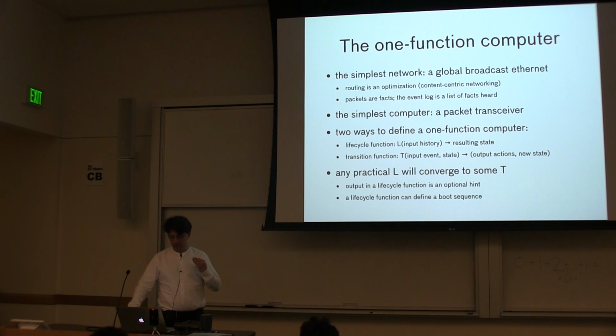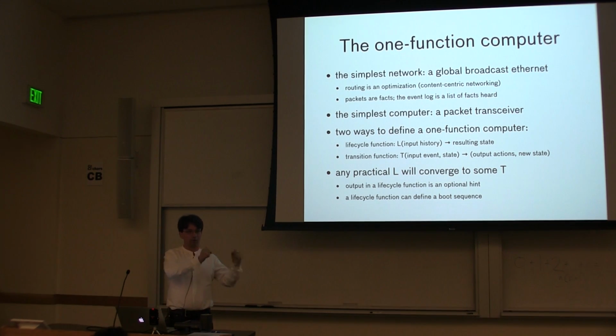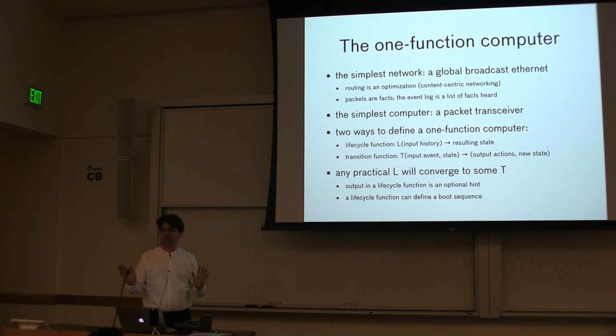From the functional perspective, there are two ways to define a one-function computer. You can define it as a lifecycle function, where the state is a pure function of input history. And remember, this is a frozen function. This never changes. You cannot upgrade this function. Or you can define it as a transition function, where you have an input event and an old state, and out comes a bunch of output actions and a new state. In practice, these turn into the same thing. Essentially any lifecycle function is going to spend most of its time as a transition function, because you're certainly not going to recompute the whole log every time you get a packet.